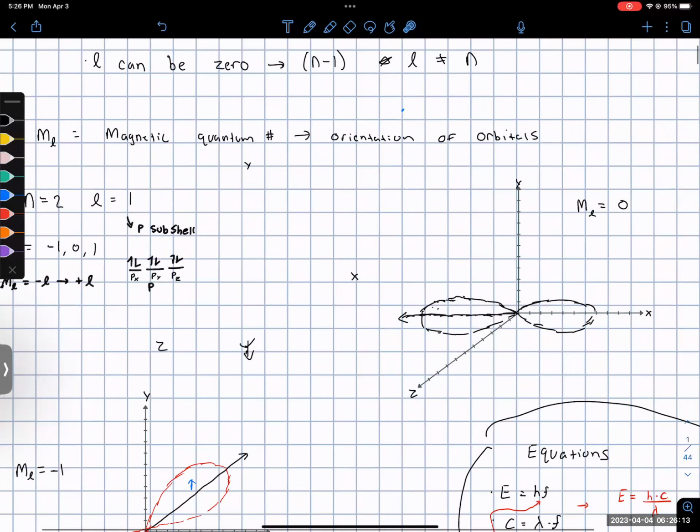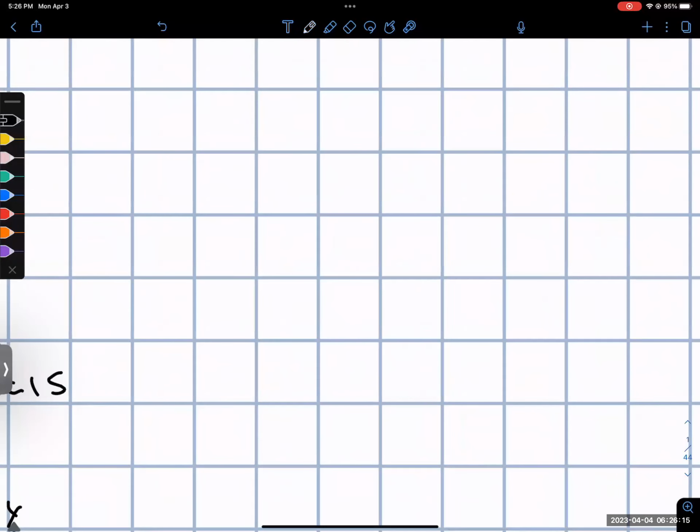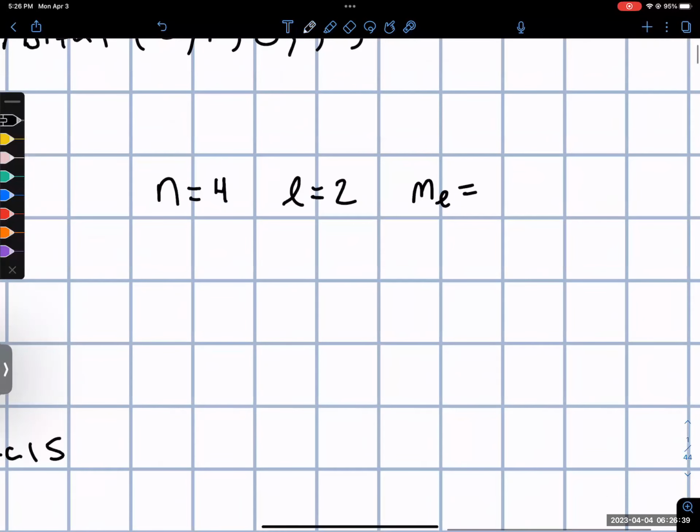So let's give another example over here. I know this is very confusing, so make sure you ask questions if you have any. Let's say n equals 4, l equals 3. Now let's say l equals 2. And m sub l can be what? What are the possible values for that? So -2, -1, 0, +1, +2. Exactly, because m sub l can go from -l to +l, so -2 to +2.